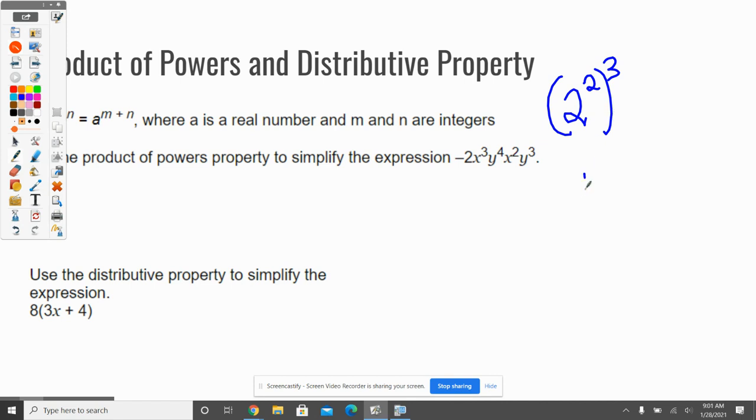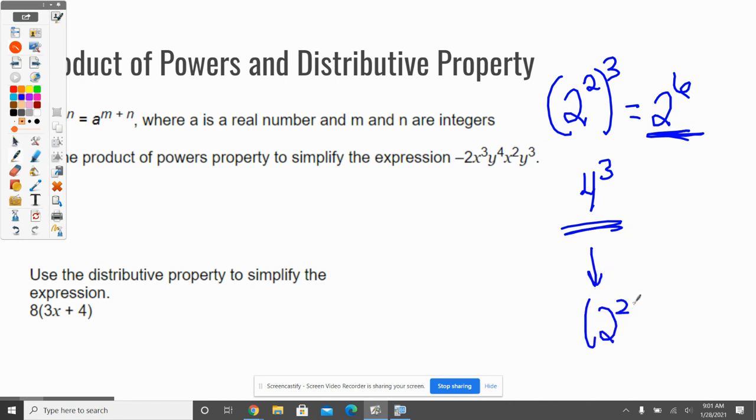Now, what if you have 2 squared to the third? Yeah, if you wanted to change it to 4 to the third, you could. That's okay. But it's also the same thing as 2 to the 6th. So 2 to the 6th and 4 to the third are the same thing. Well, how does that make sense? Well, that makes sense because 4 can be written as 2 squared in disguise. So 4 to the third can be the same thing as 2 to the 6th.